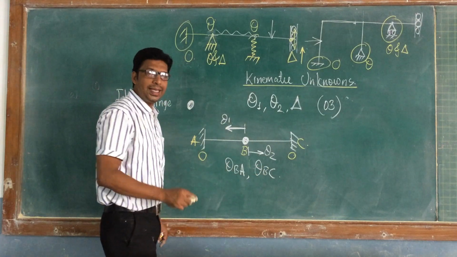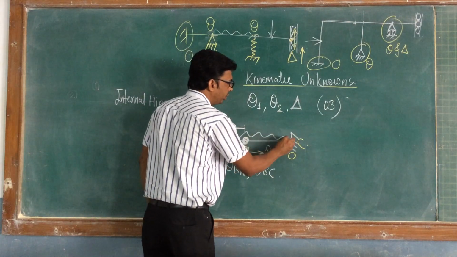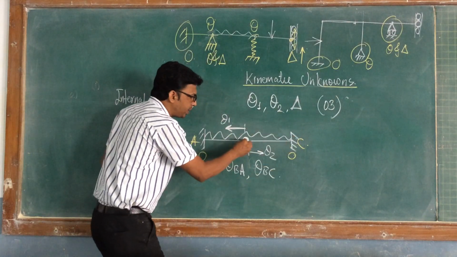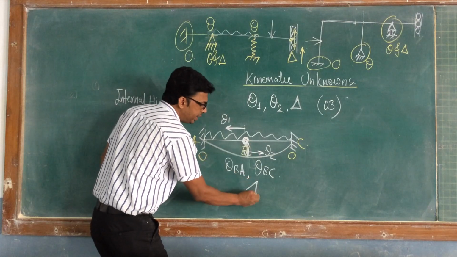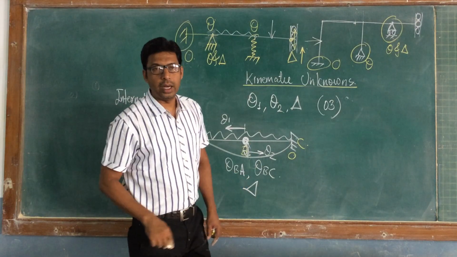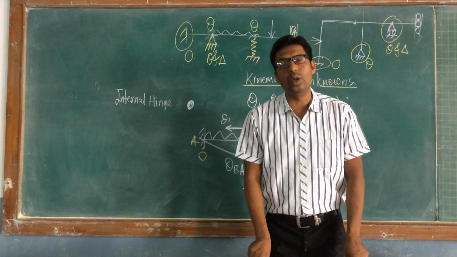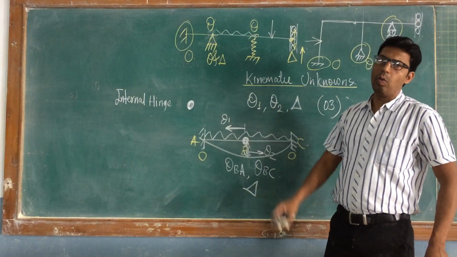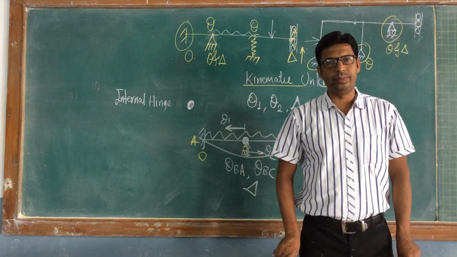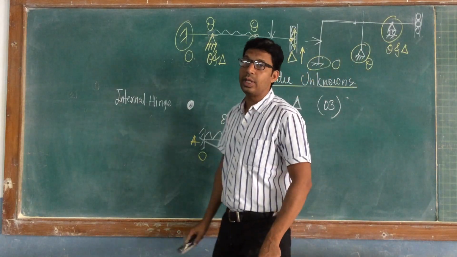And of course, since it is an internal hinge, because of external load, there is a vertical displacement. So the third unknown is delta. So at the internal hinge, there are three kinematic unknowns: two rotations and one vertical displacement. So this is about the kinematic indeterminacy of the structure.